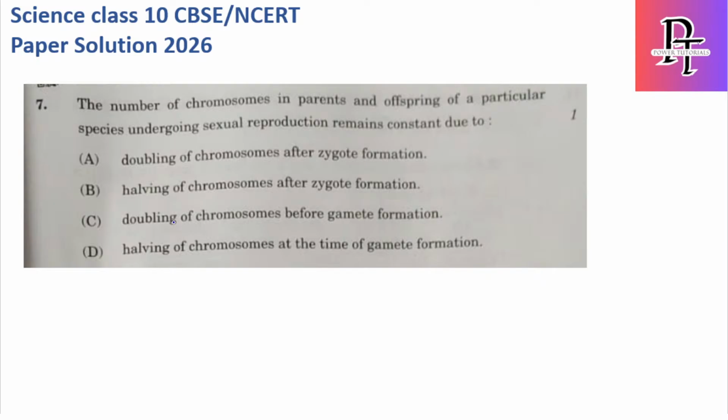Okay, sorry for the break. So let's go to the seventh question. The number of chromosomes in parents and offspring of a particular species that undergo sexual reproduction remains constant. The answer is D. It happens that half of the chromosomes are passed on at the time of gamete formation.